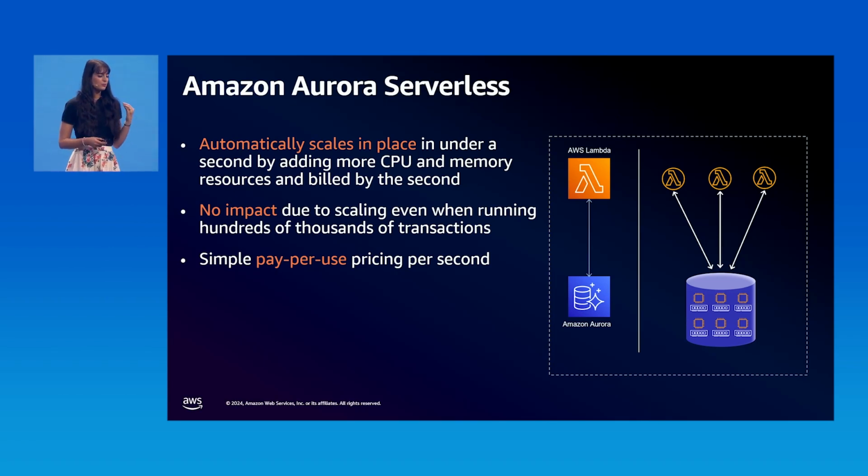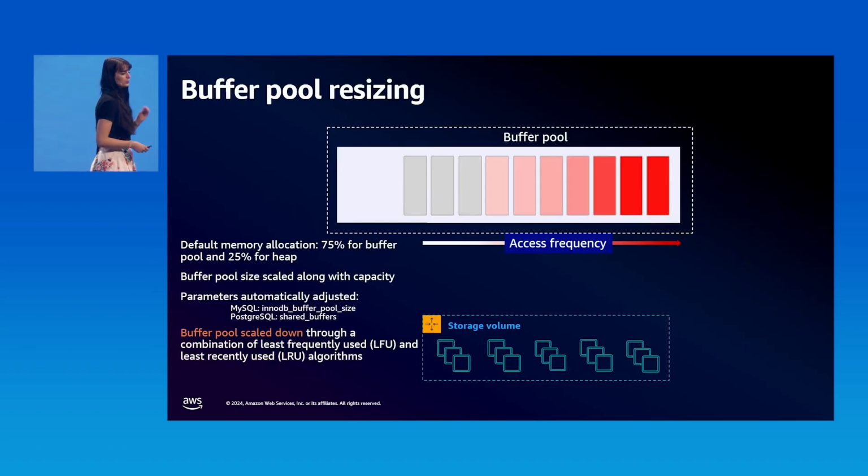So now, what we actually did with serverless is have a way of scaling in place in milliseconds on a pay-as-you-go model. Let's look how we do this. In milliseconds, we use buffer pool resizing. So typically, when you have a buffer pool, it's around 75% of RAM for provisioned as well as for serverless. And then over time, your reads come in.